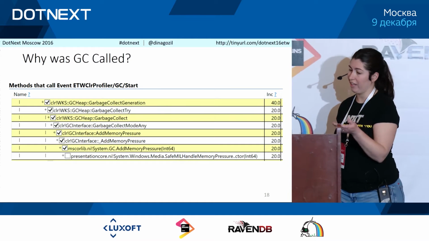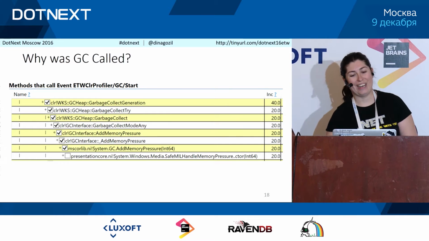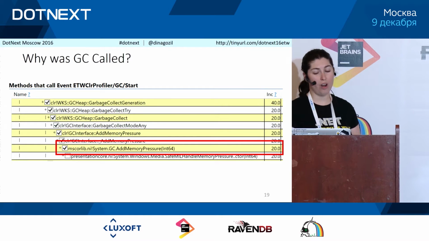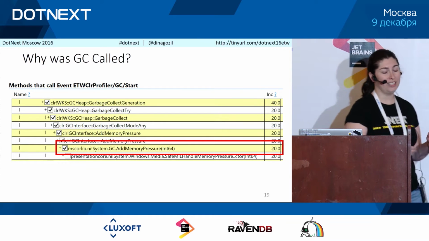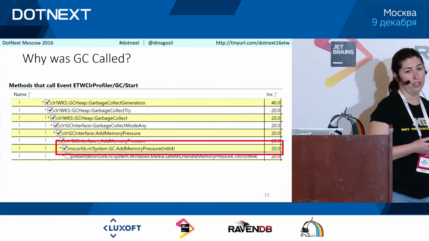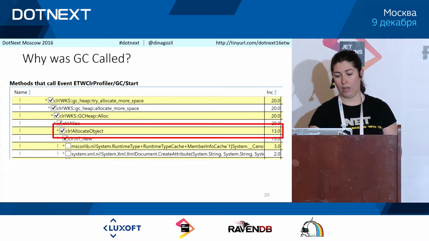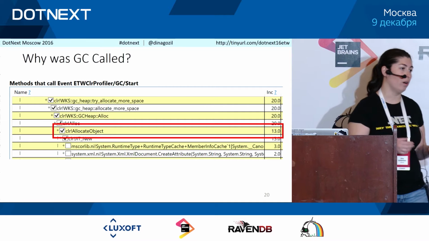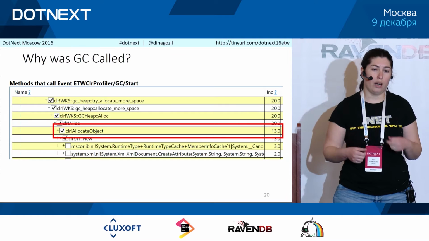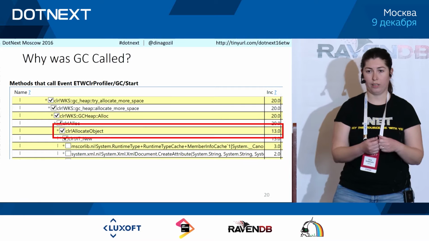So, for example, again, a screenshot from Purview. I guess you figured by now that I really like Purview. So in this screenshot, you can see that GC was called 20 times from GC add memory pressure. And that probably means that our application is using a lot of native memory and managed memory. And you can also see that GC was called 13 times from allocating objects. So that means that the CLR actually felt memory pressure and decided to do some collection before it can create more objects.